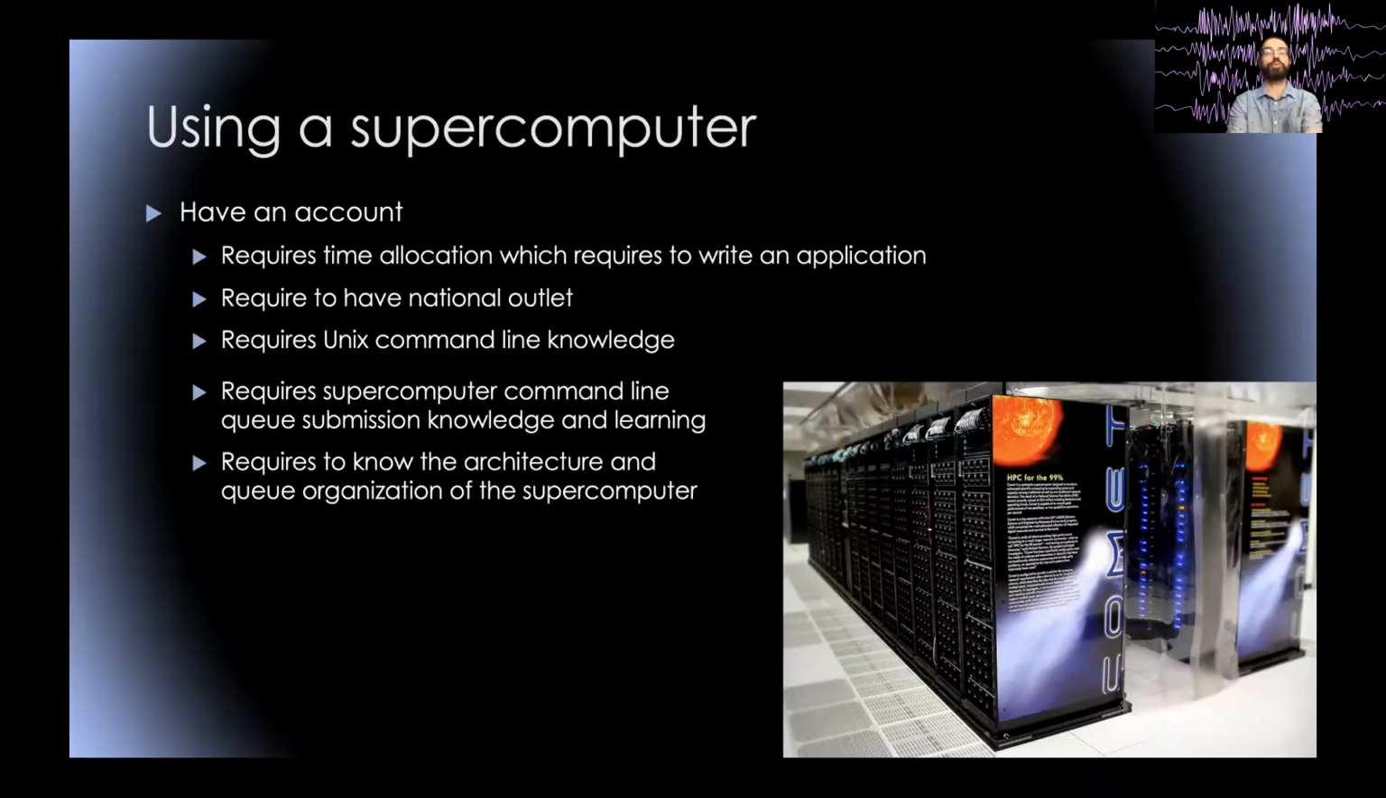Usually when you use a supercomputer, before NSG, you need to have an account. You need to have time allocation on the supercomputer. And that means writing an application to get time on the supercomputer, which is a lot of work. And also you need to be in a country which allows you to do that. Not all countries open their supercomputers to all researchers. You need to have Unix command line knowledge, and you need to learn how to submit jobs to the supercomputer, which is not necessarily simple. You need to learn the queue system, and you also need to know the architecture of the supercomputer, because usually you have different queues, etc.